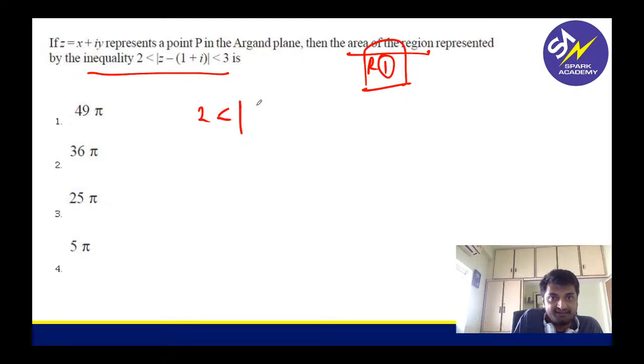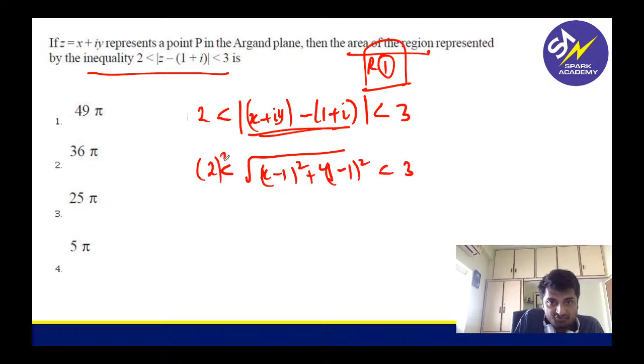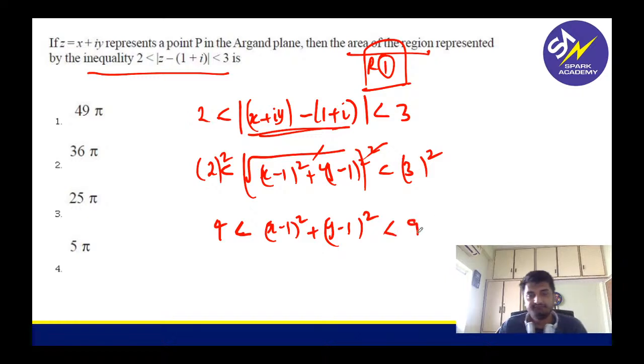So how do I write z? I'll write it as x plus iy. 2 less than mod of z minus (1 plus i) should be less than 3. How do you write mod now? This I can write as under root of (x minus 1) whole square plus (y minus 1) whole square, that should be less than 3. So you can square on both sides, square and root will get cancelled. 4 less than (x minus 1) whole square plus (y minus 1) whole square less than 9.